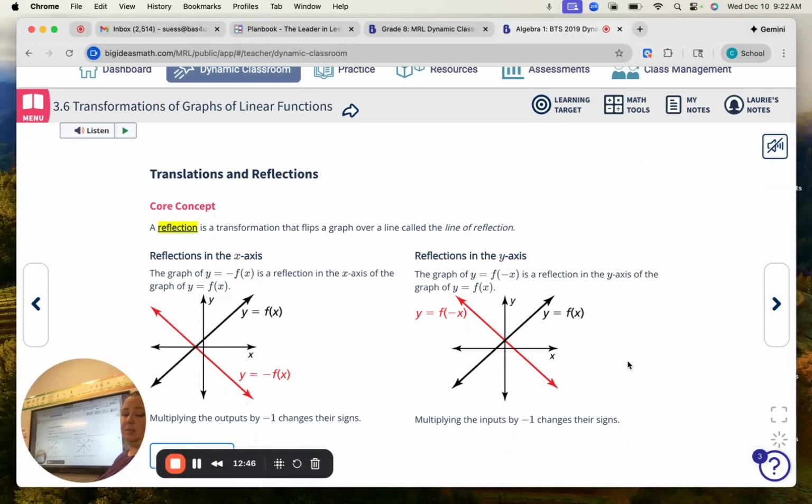And on the next page, or well, in your book, this is talking about a reflection. Okay? So a reflection is, think of it as just going to take the line and reflect it across one of the axes. So it flips the graph over the line. The line is called a line of reflection. So in this case, we have our original line, y equals f of x. It's the black line. And they want us to make it y equals negative f of x. So it's just reflection across the x-axis.